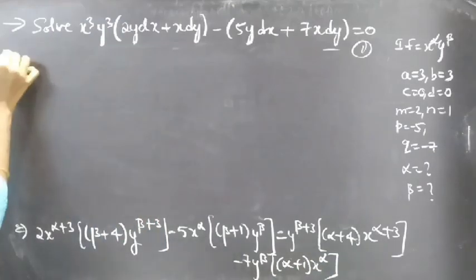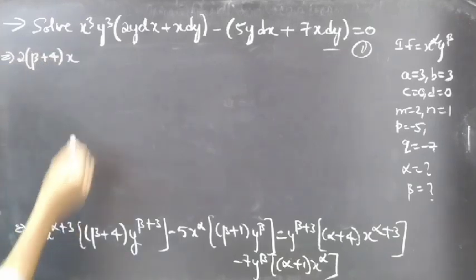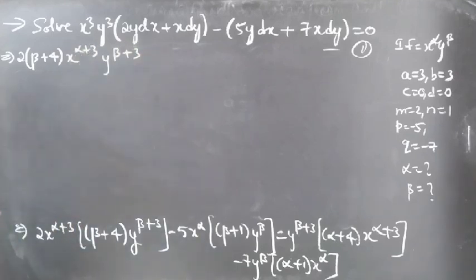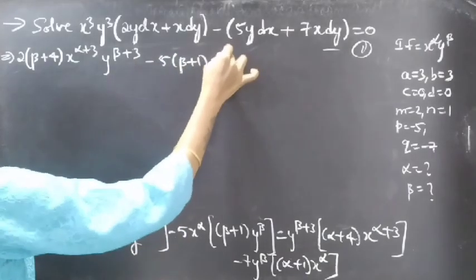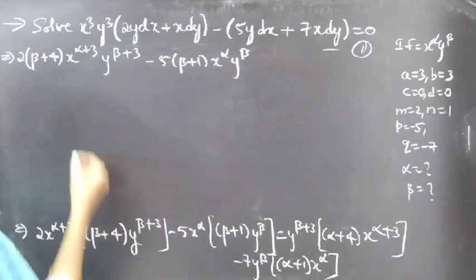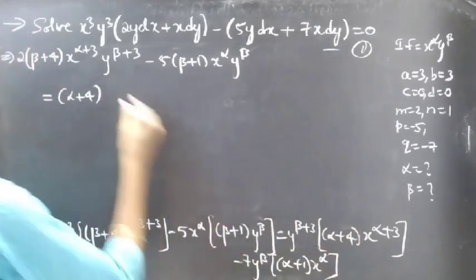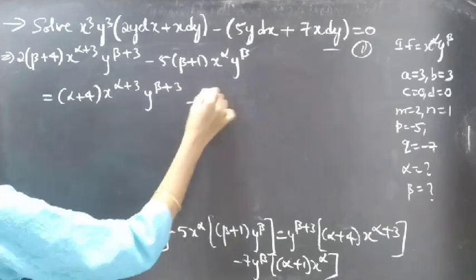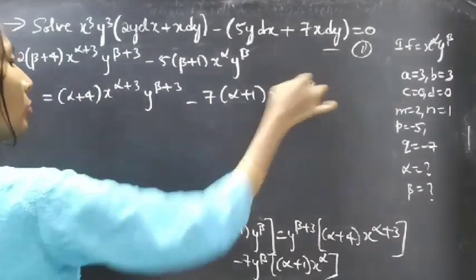This gives us 2(β+4) x^(α+3) y^(β+3) minus 5(β+1) x^α y^β equal to (α+4) x^(α+3) y^(β+3) minus 7(α+1) x^α y^β.